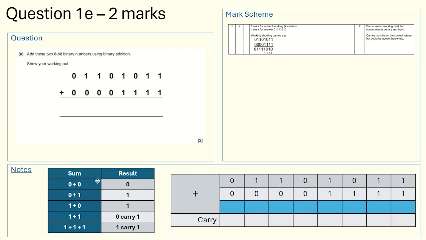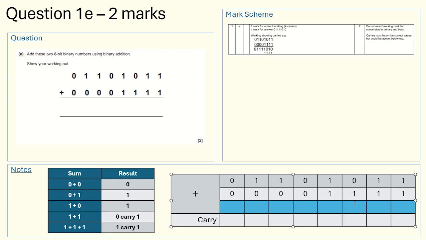For this one, we need to be familiar with the rules of binary addition. Okay, so if we've got 2 zeros, the result is a 0. 0 plus 1 is a 1. 1 plus 0 is a 1. 1 plus 1 is a 0, and we carry a 1. And then 1 plus 1 plus 1 is a 1, and we carry a 1. So I've just created this little diagram here for you so we can work through this.